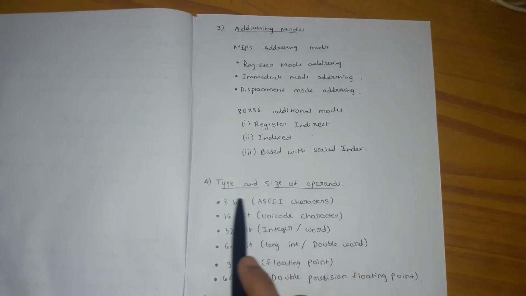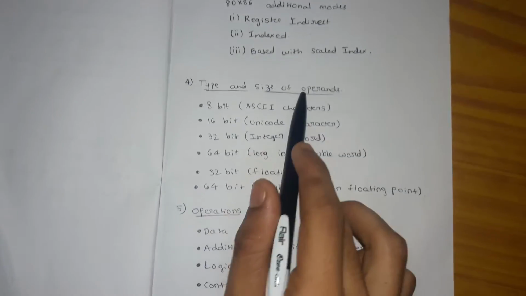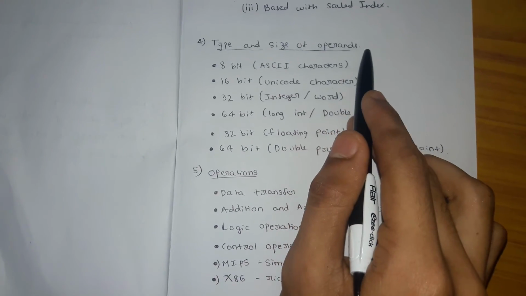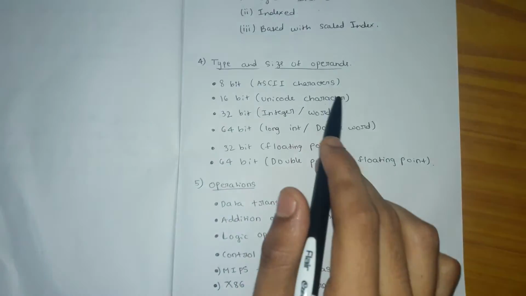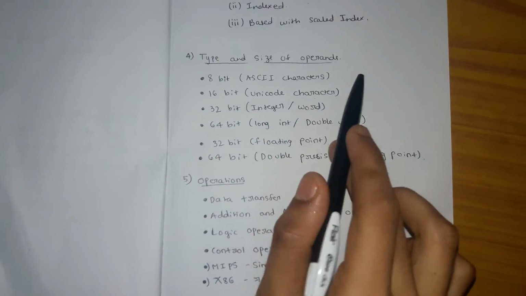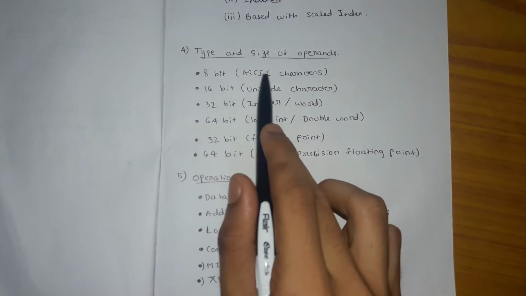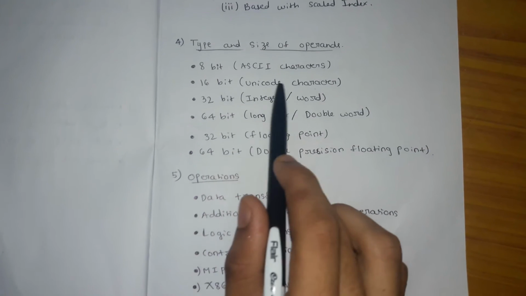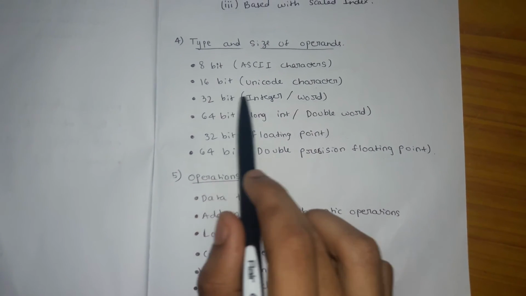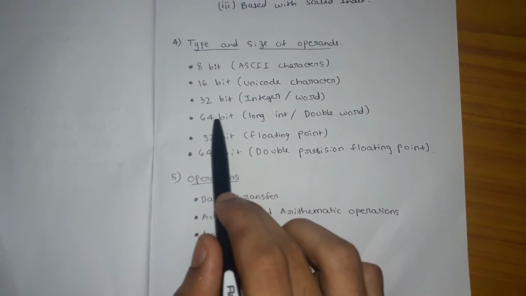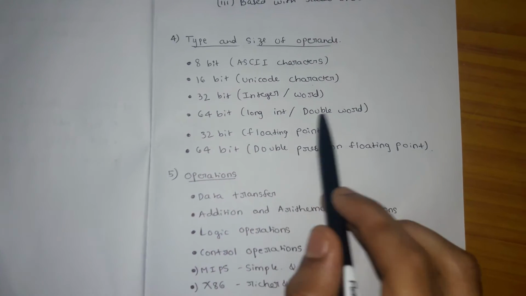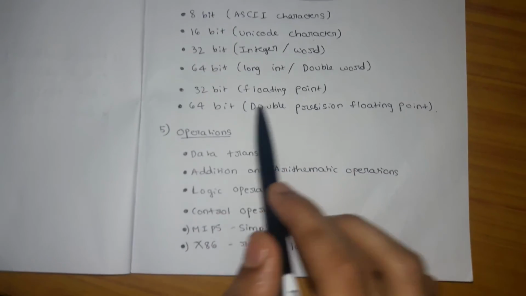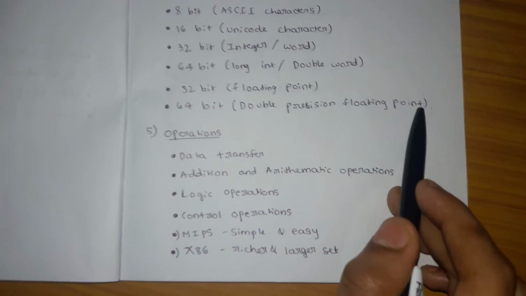Fourth one is type and size of operands. The operand size also determines the type of instructions. First one is 8-bit. 8-bit is used for ASCII characters. 16-bit is used for Unicode characters. 32-bit for integers or word. 64 bits for long integer or double word. 32 bits for floating point. 64 bit for double precision floating point.